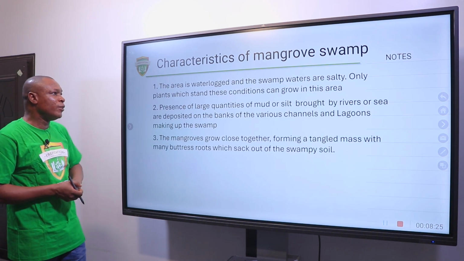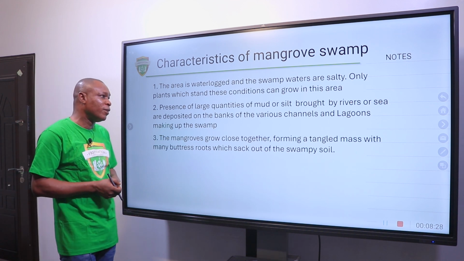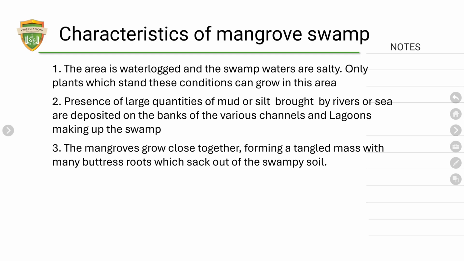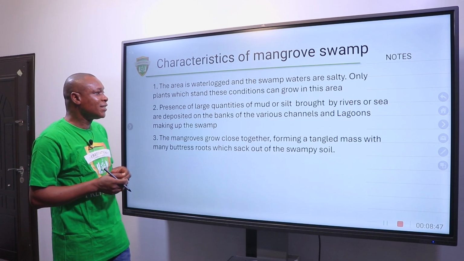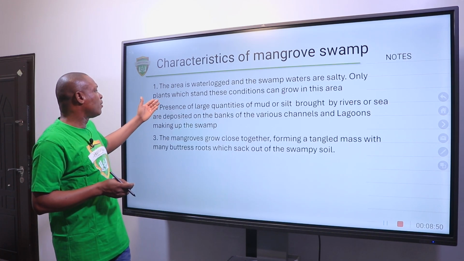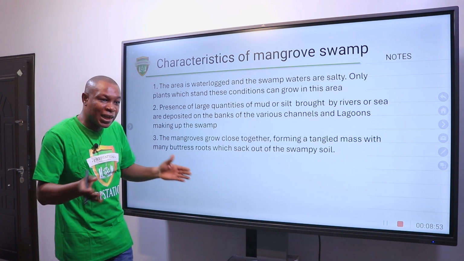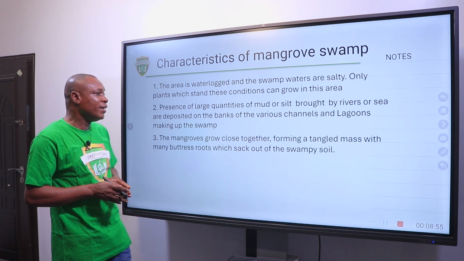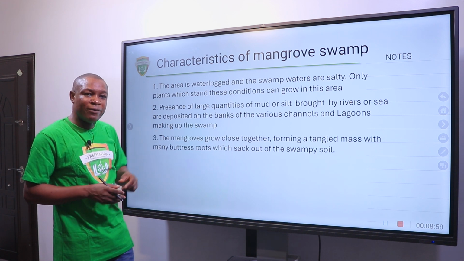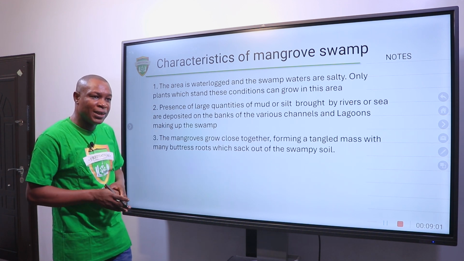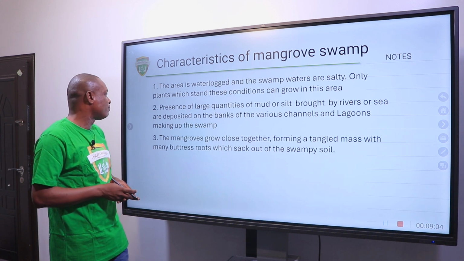The characteristics of this forest. The area is waterlogged, so it is swampy and salty. The kind of water there is marine water, salty. It has a high salinity content. Only plants which can survive in this kind of saline environment can thrive in that area. Of course, the white and red mangrove can tolerate the salt contents in the water there.